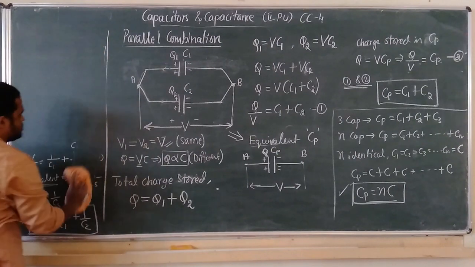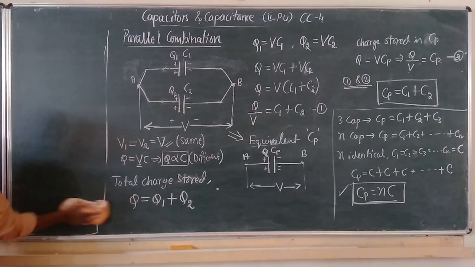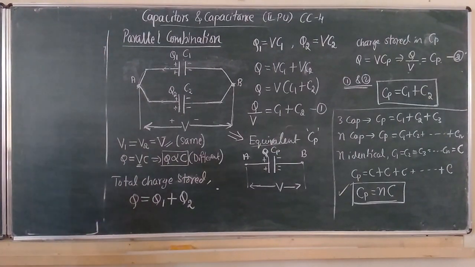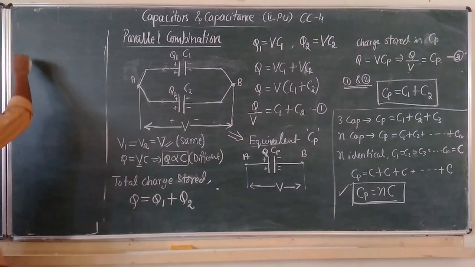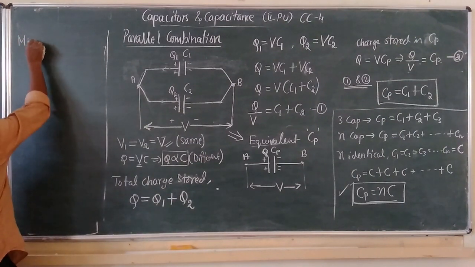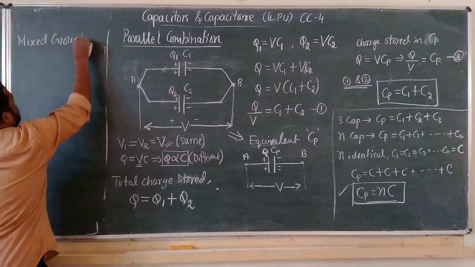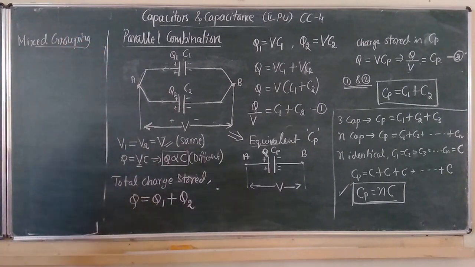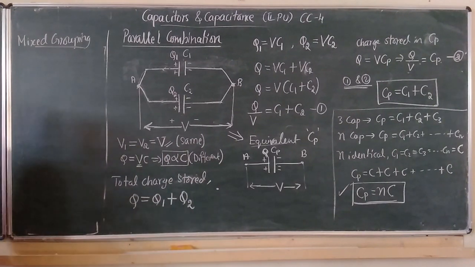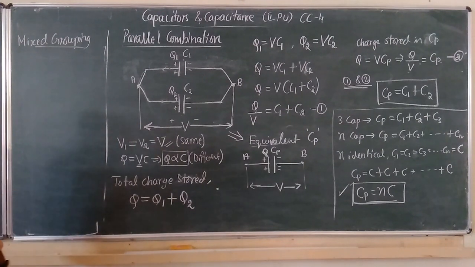Okay. Next, one more combination is possible. Series combination and parallel combination, those are the two combinations. One more is possible, that is called mixed grouping of capacitors. Mixed grouping of capacitors means a combination of series and parallel together.